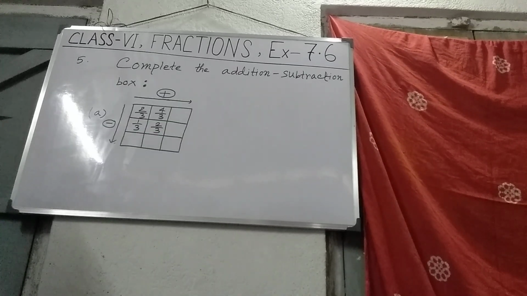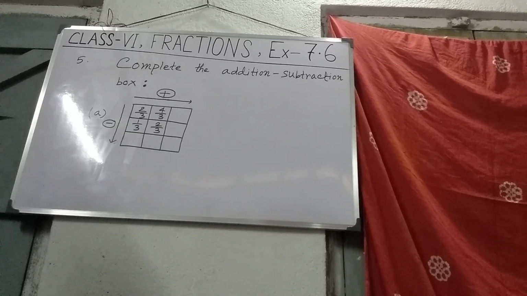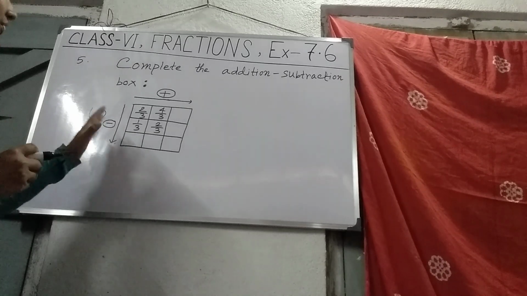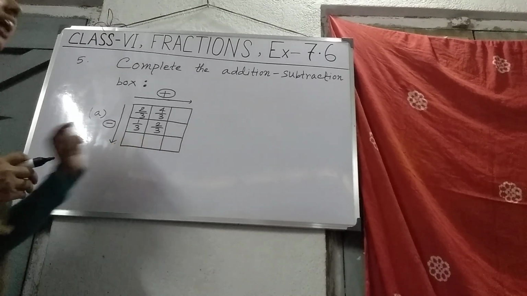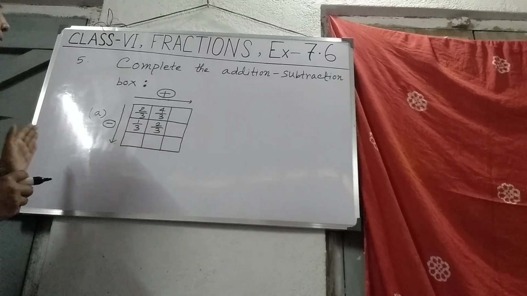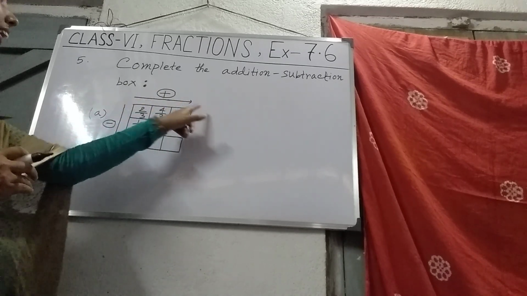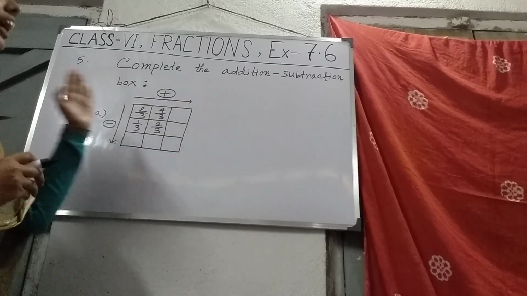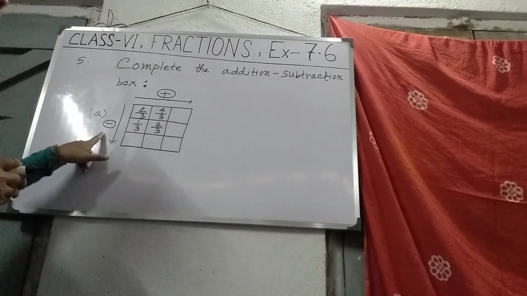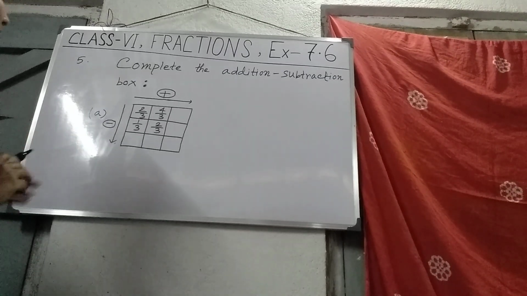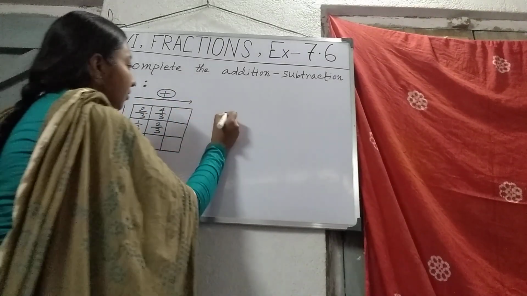Now see question number 5. Complete the addition subtraction box. The box is given here. Fractions are given. We have to complete the blank spaces. If we move row wise, we have to add them up. Here it is indicated that if we move row wise, we have to add them up, and if we move column wise, we have to subtract them.